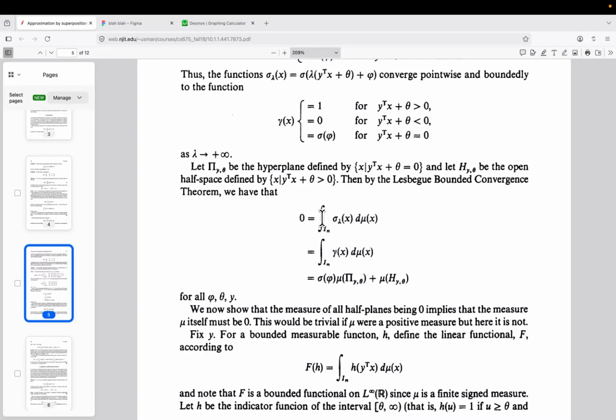So if there are two functions, and the measure exists and is 0 for those functions, we can rewrite it as the first function by a measure plus the measure of the other hyperspace. What he's basically saying is that if a function can be divided into two hyperspaces, probably, like half spaces, I mean, we can rewrite it this way.